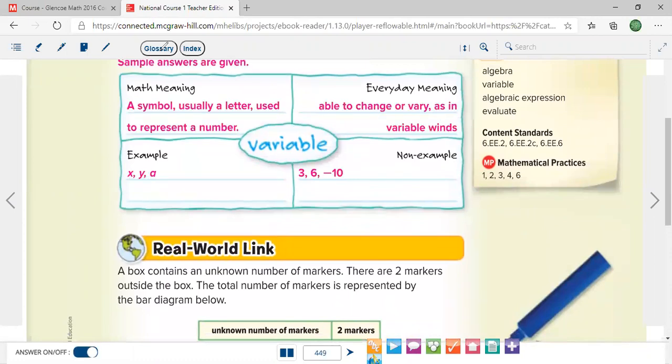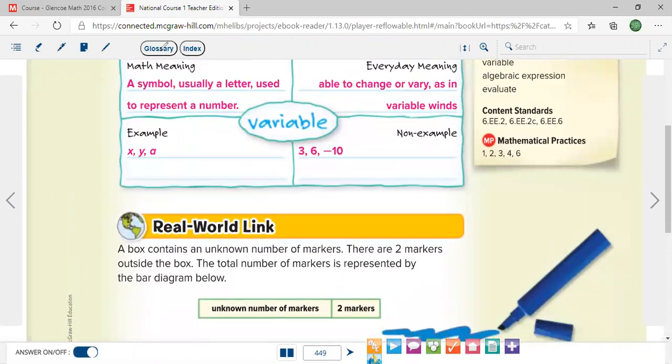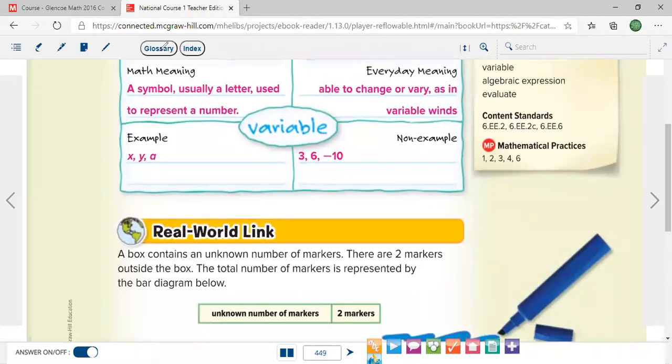So, in this one, a variable is a symbol, usually a letter, used to represent a number. This is the math meaning of a variable: a symbol, usually a letter, used to represent a number. Variable means able to change or vary, as in variable winds.